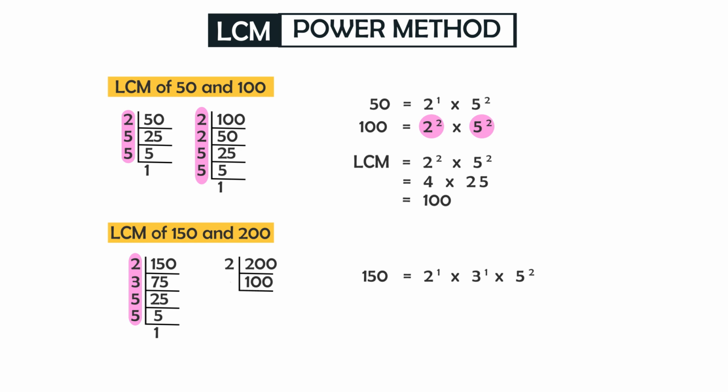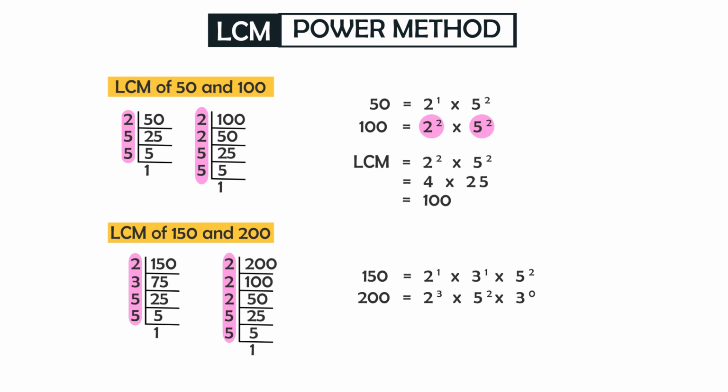100 divided by 2 is 50, 50 divided by 2 is 25, 25 divided by 5 is 5, 5 divided by 5 is 1. So we can write 200 as 2 to the power 3 into 5 to the power 2. Now we have to balance the powers. So we have to add a 3 to the power 0 to 200.